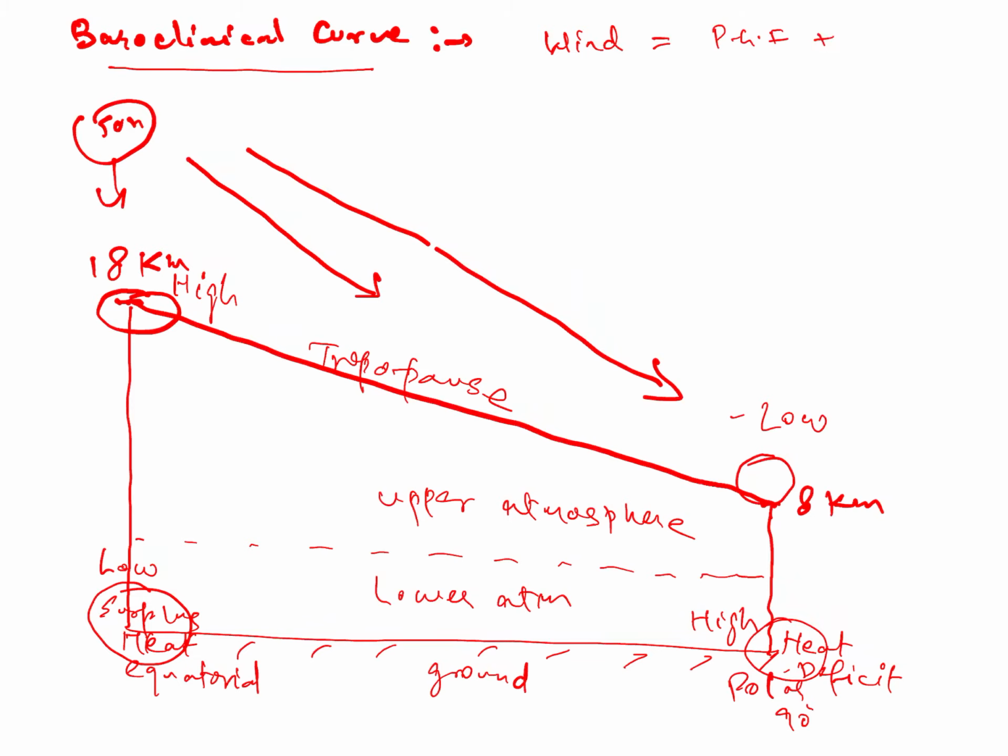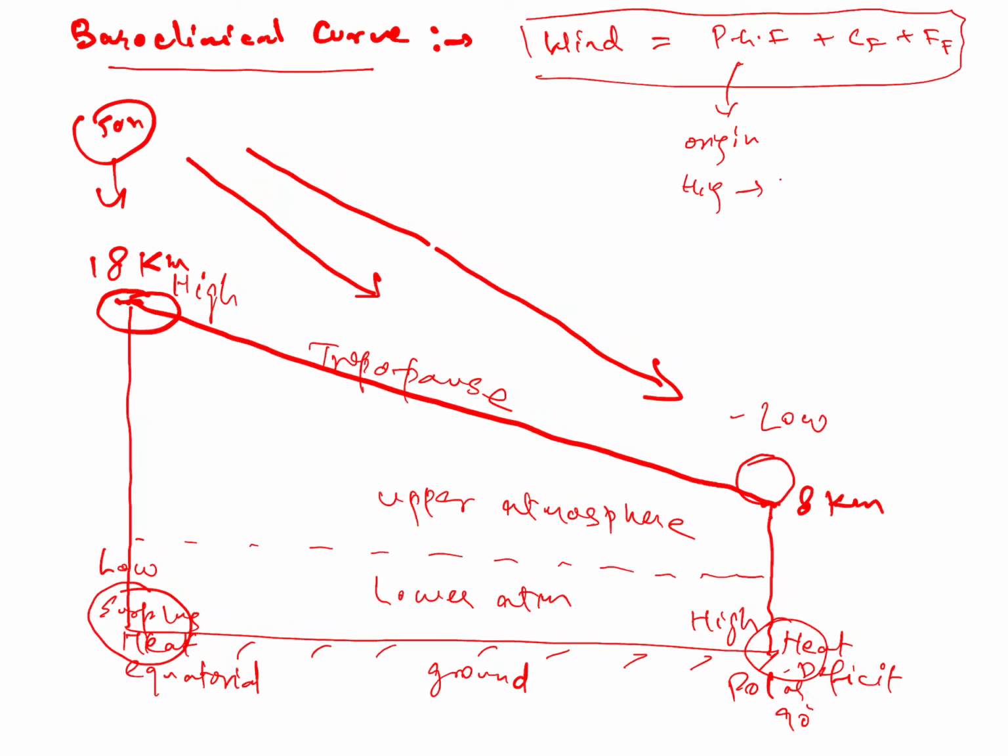Wind is a byproduct of three kinds of force: pressure gradient force, Coriolis force, and frictional force. PGF is the reason for the origin of wind, from high pressure towards low pressure. Coriolis force is the reason for the final direction of the wind, explaining the deflection of the original wind. And frictional force determines the final speed because of the retarding force which arises due to the roughness.